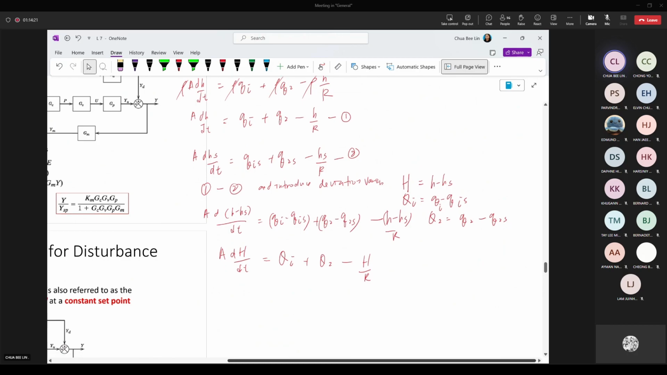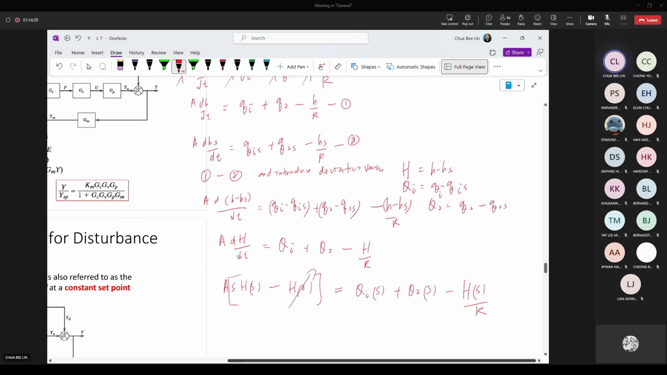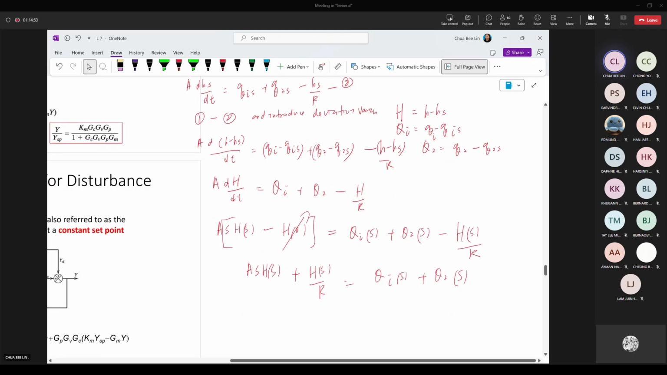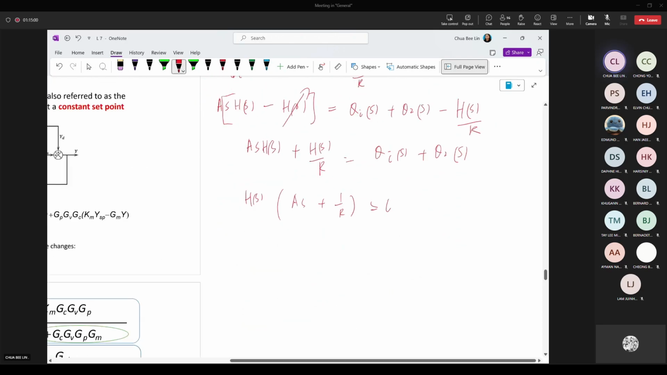So Laplace transform both sides means you'll be having A(sH(s) minus H0) equivalent to Qi(s) plus Q2(s) minus H(s) over the R. Okay, for the transfer function, you remember we do not have the initial condition. So you'll be having AsH(s) plus H(s) over the R equivalent to Qi(s) plus Q2(s). So factorize your output. You'll be having (As plus 1 over the R) equivalent to 2 inputs, Qi(s) plus Q2(s). Okay, then you'll be having H(s). This will be ARs plus 1 over the R.